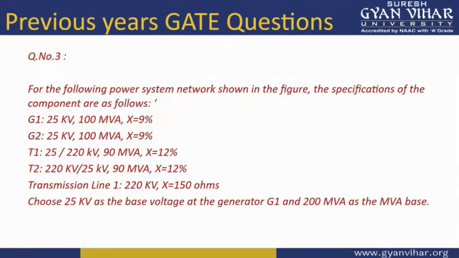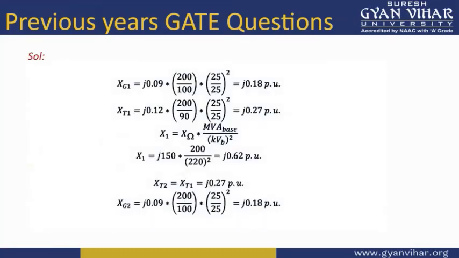Now the transmission line parameters are also given to you, that is the transmission line is working at 220 kV with a reactance of 150 ohms. Now we have to assume a base of 25 kV as the base voltage at generator G1 and 200 MVA as the base power. Now we have to calculate the per unit reactances of the system.